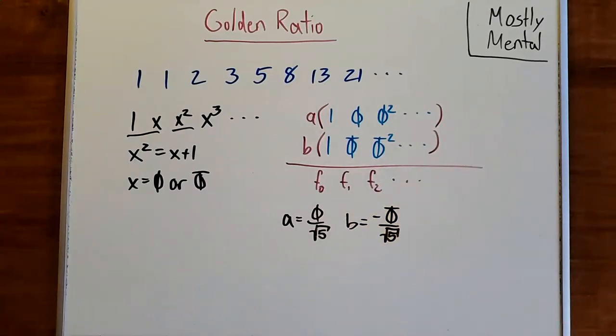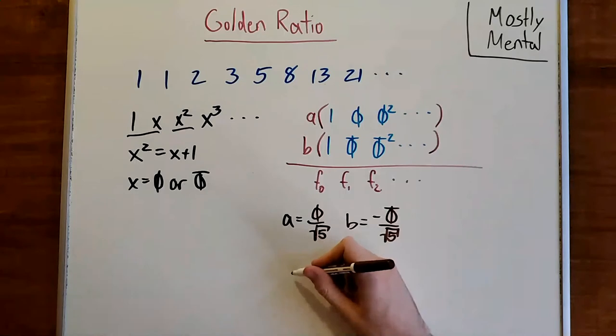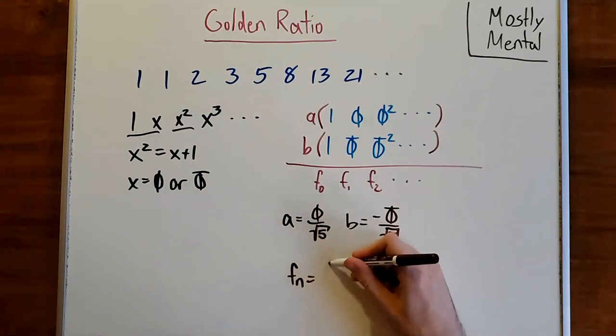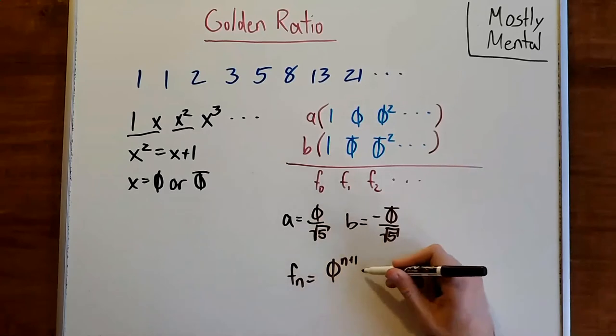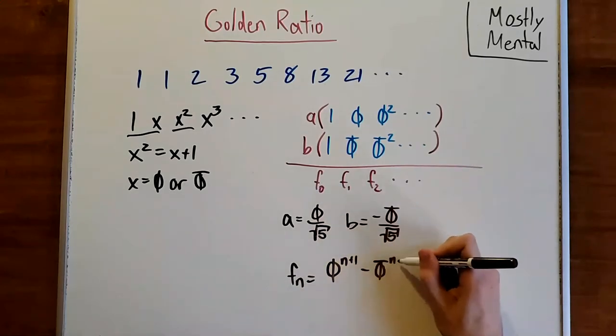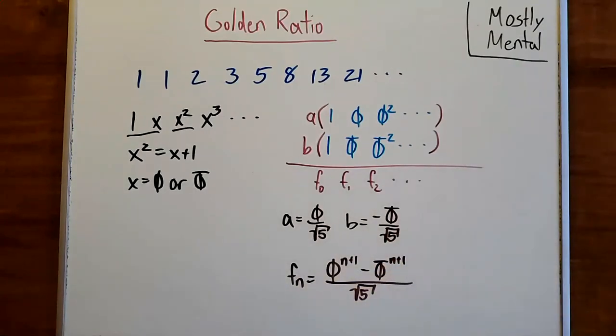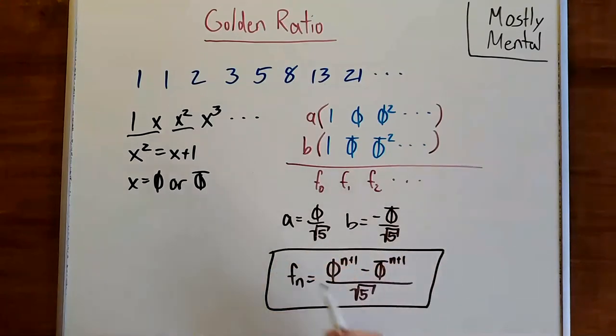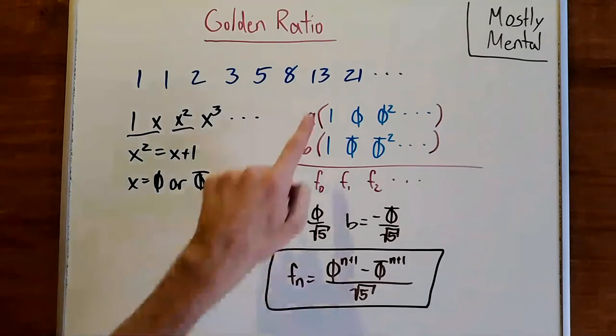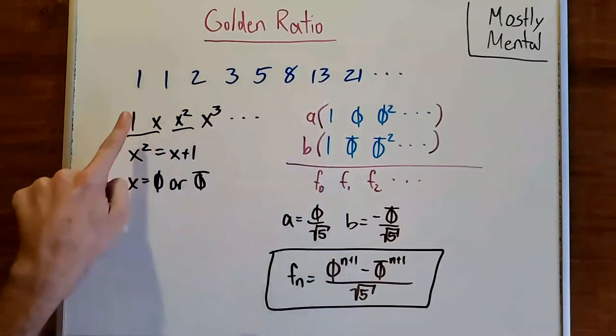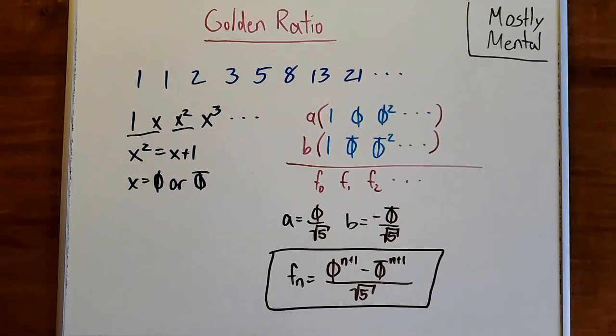So putting everything together into a formula, we get f_n equals phi to the n plus 1 minus phi bar to the n plus 1 all over the square root of 5, a result known as Binet's formula. And this is really nice because it lets us just jump to any Fibonacci number without having to compute any of the numbers before it. But it's also really nice because it lets us approximate it without having to do too much work.